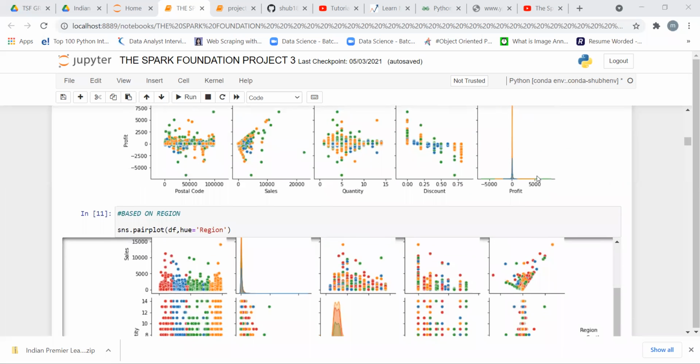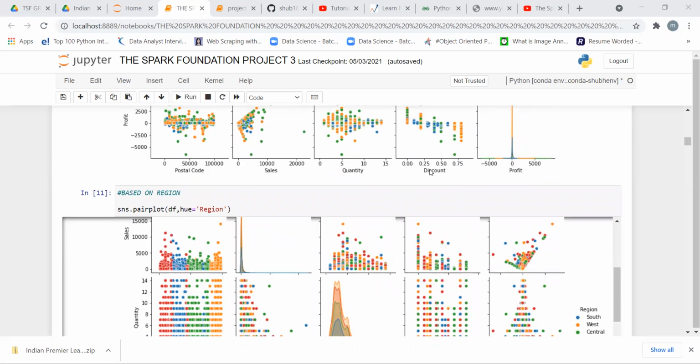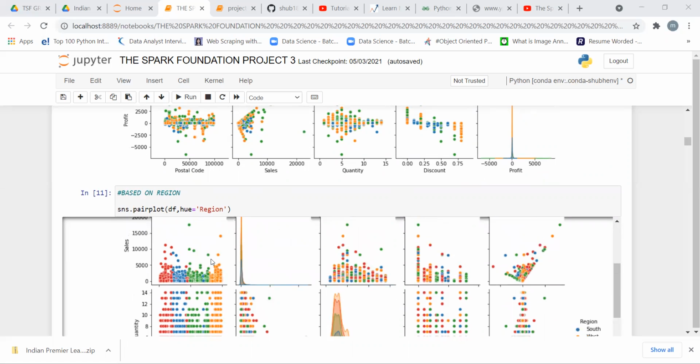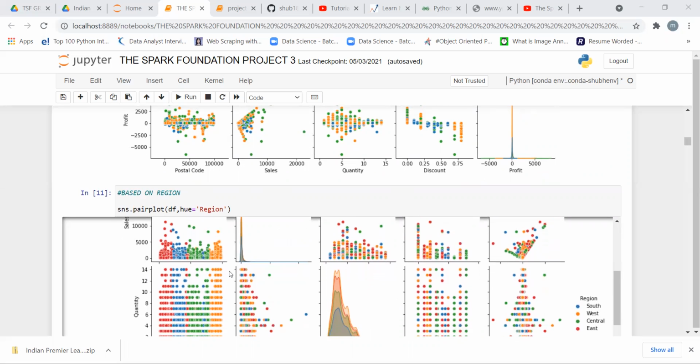So now we define a pair plot in terms of region. Here we can see that we have four types of regions in the data set.